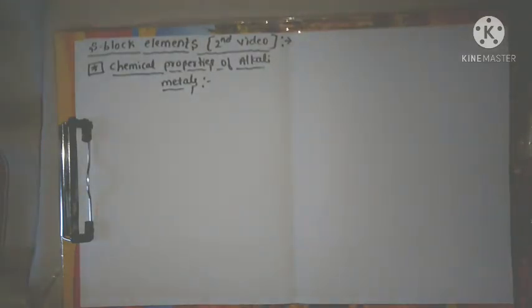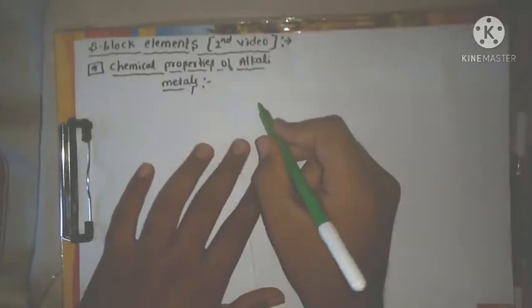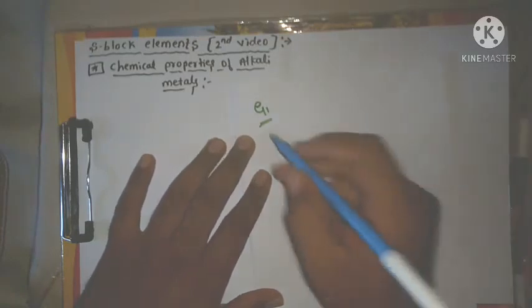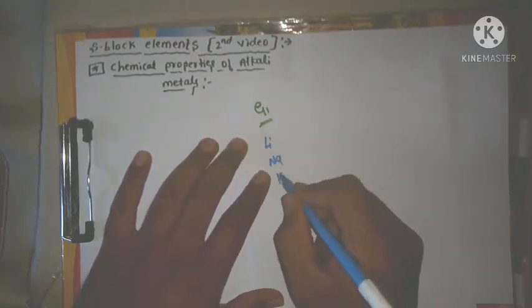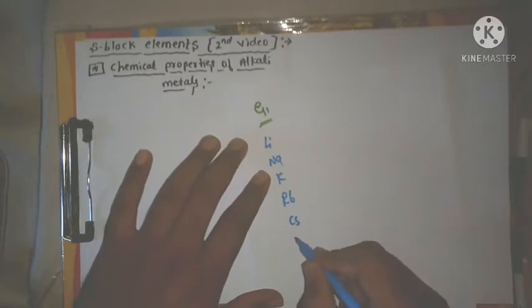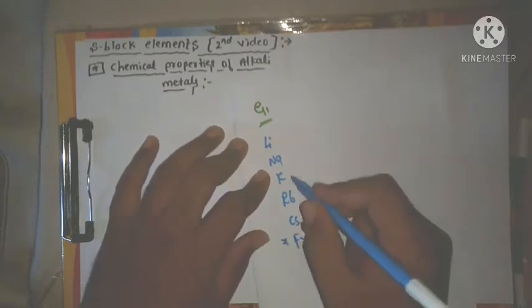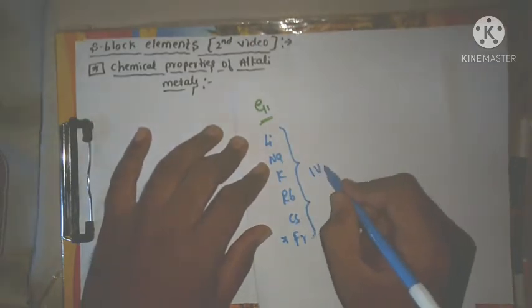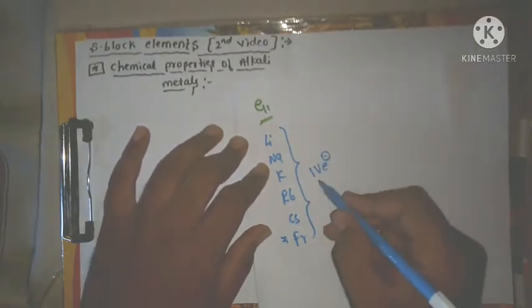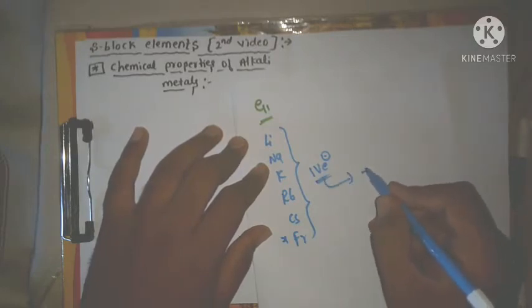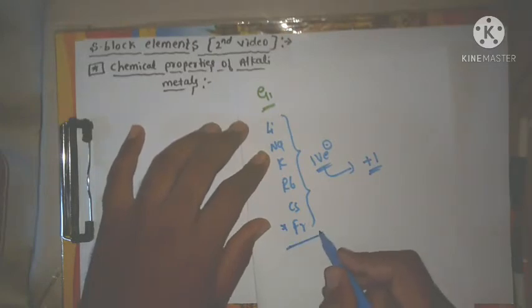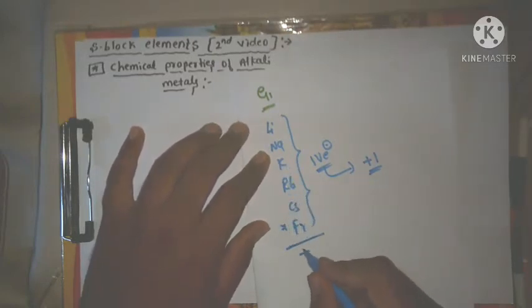Now, for this one, first I will take the rough paper. Alkali metals means which group? First group. Group 1 elements are called what? Alkali metals. What are the elements? Lithium, sodium, potassium, rubidium, cesium, and francium is the radioactive element in group 1. Now, all have how many valence electrons? Only one valence electron. If you remove this valence electron, what will be the oxidation number or charge? +1. The general oxidation number or valence of the alkali metals is +1.